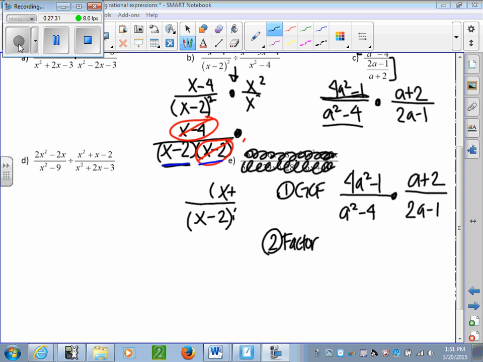Okay, let's finish this one up. So the next thing we're going to do is look for our factors. So we have 4a squared minus 1 in the numerator. Does that factor? Let's see. Nope, it doesn't factor. So I'm just going to write it down. 4a squared minus 1. Nope, actually it does. Sorry, brain fart. So this will factor to a 2a minus 1 and a 2a plus 1.